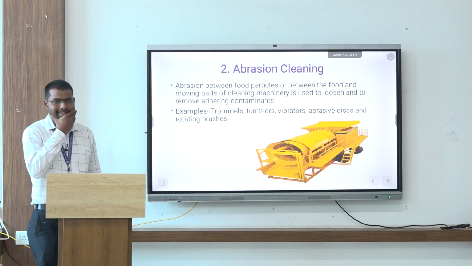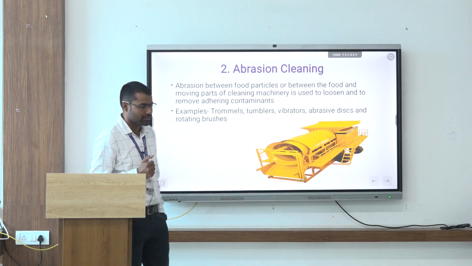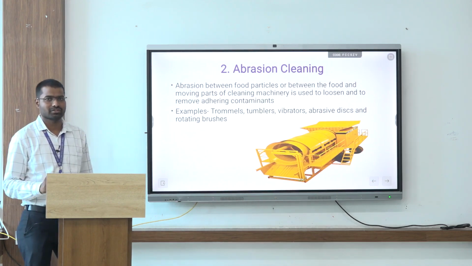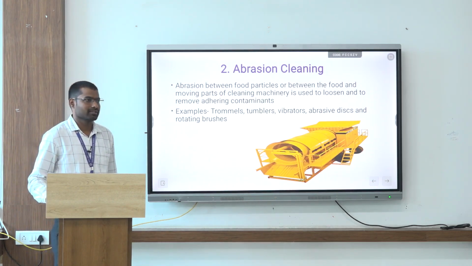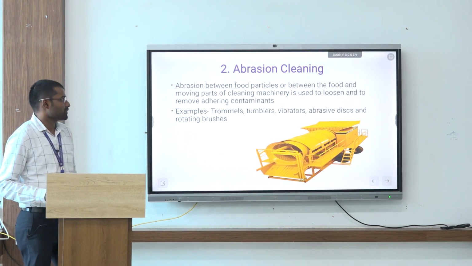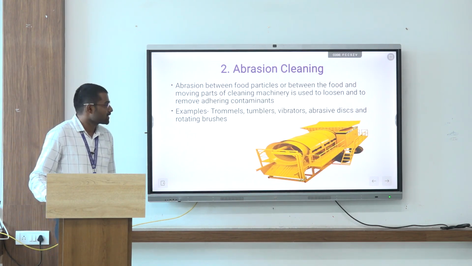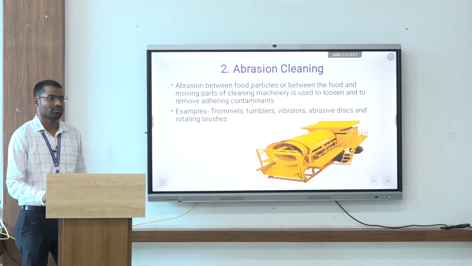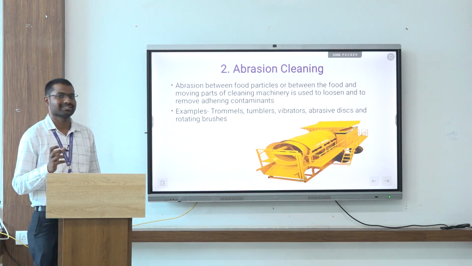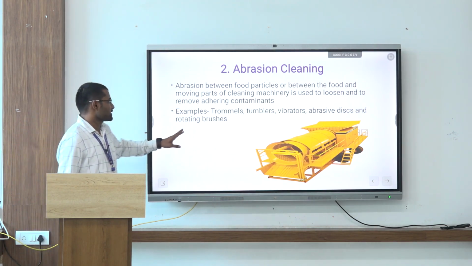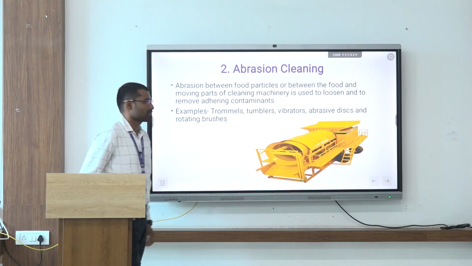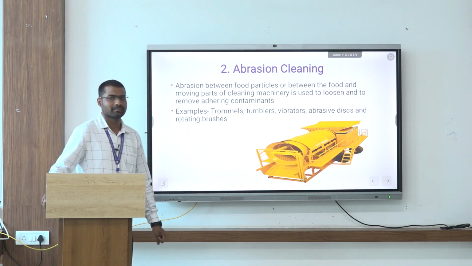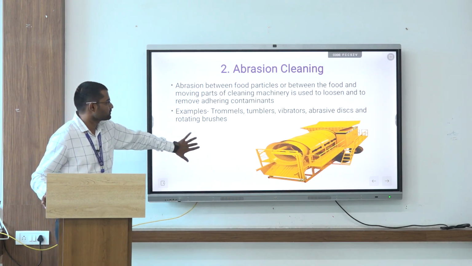The next method is abrasion cleaning. Abrasion cleaning is used where particles or contaminants are attached to the surface of the raw material. With the help of abrasion between the food particles and the moving parts of the cleaning machinery, the loose or adherent contaminants are easily removed. Examples are trommels, tumblers, vibrators, abrasive discs and rotary brushes. This is a trommel used for removing adherent parts.